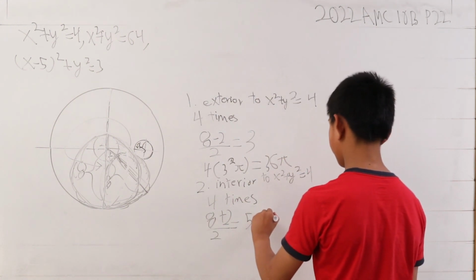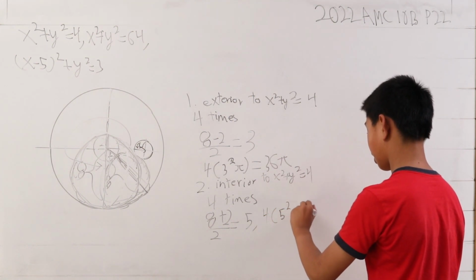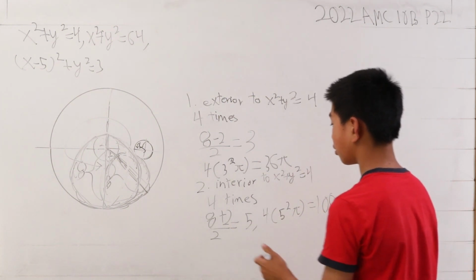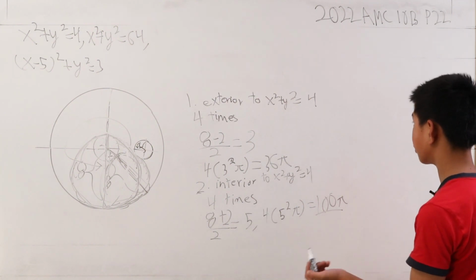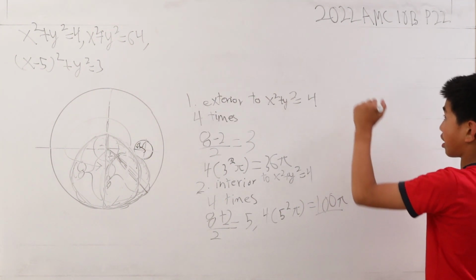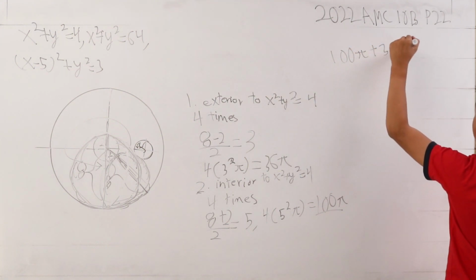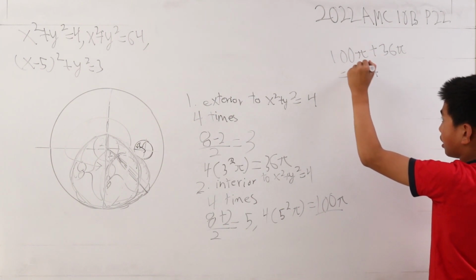So the area is also 4 times the area, which is 5 squared times pi. This is 100 pi. Now we have 2 cases, and we have to add up the values in those 2 cases, which will give us our answer. So 100 pi plus 36 pi is equal to 136 pi. That's our answer.